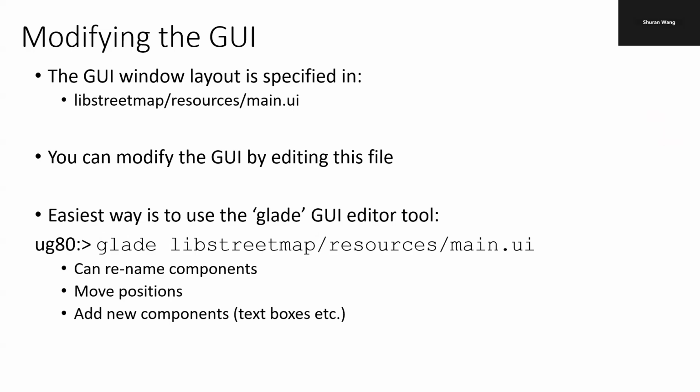In your last tutorial, you should already be seeing that we are starting our application with a default window layout that's inside libstreetmap resources main.ui. And in this tutorial, I'll be showing how to modify this main.ui file by opening it up in Glade.